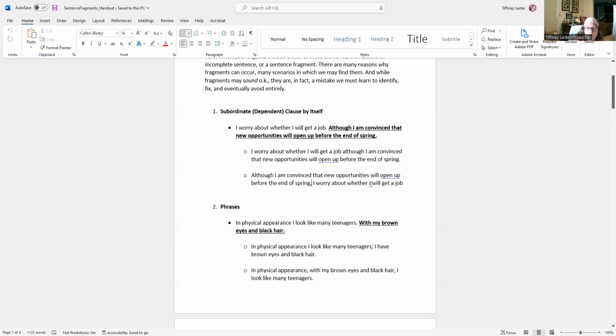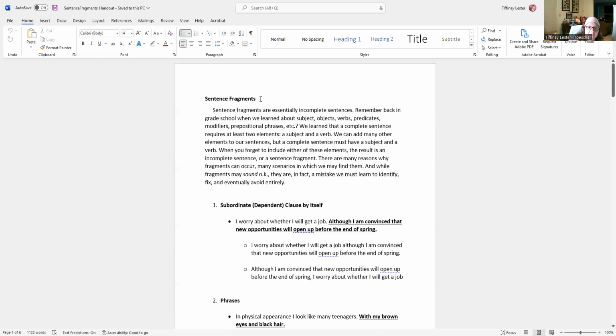Right? So this was where that lesson on subordinating conjunctions comes in a little handy, is remembering that when you use one of those, you have automatically turned your sentence into a dependent clause that cannot stand on its own. And if you try to let it stand on its own, you end up with a sentence fragment.